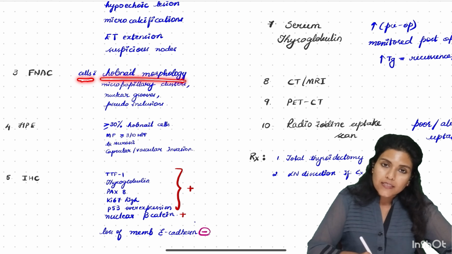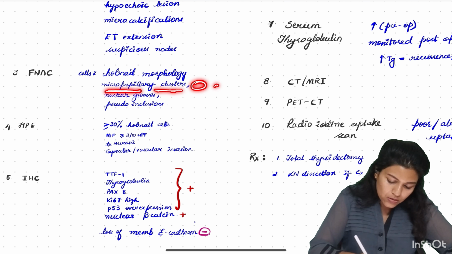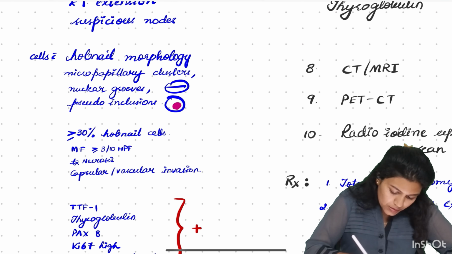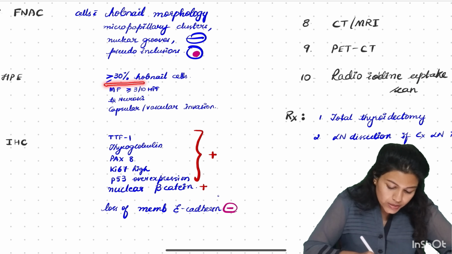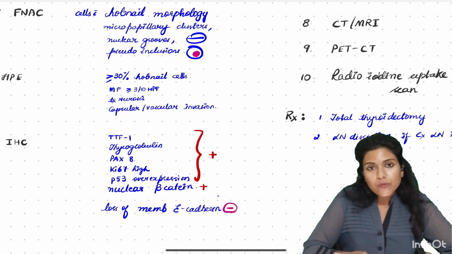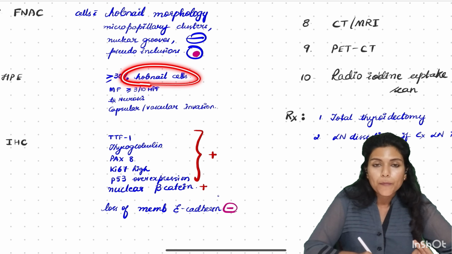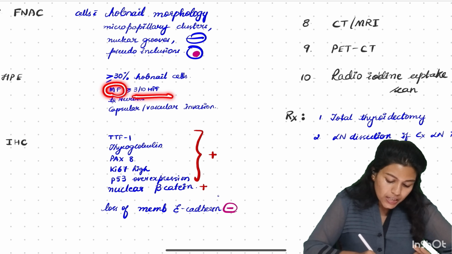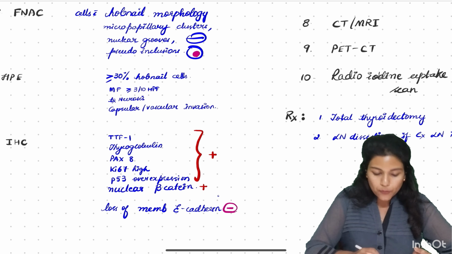On the FNAC slide, cells are seen which show hobnail morphology, and micropapillary clusters, that is small clusters, are seen. Nuclear grooving is seen, the nucleus will show the same grooves, and cytoplasmic pseudo-inclusions are seen. Coming to the histopathological examination, we are studying the microscopy. To diagnose Hobnail PTC, 30% or more of the cells should show hobnail morphology. Mitotic figures of 3 or more per 10 high power fields, tumor necrosis, and capsular and vascular invasion are more commonly encountered on the biopsy slide.